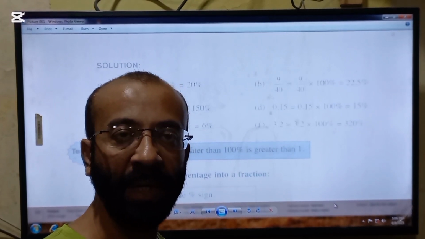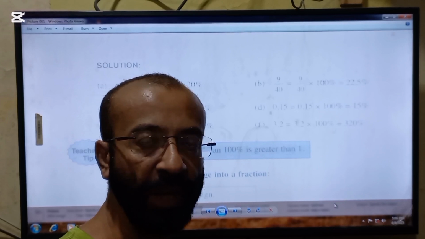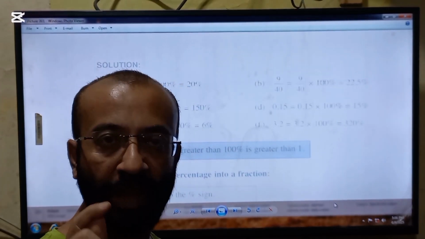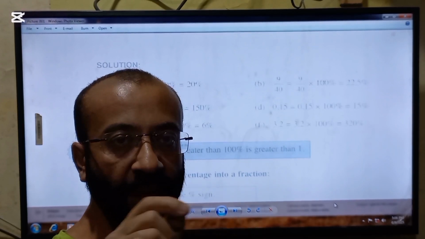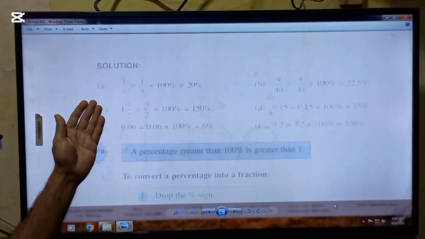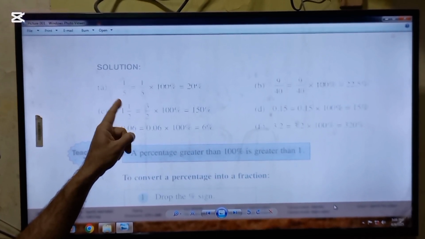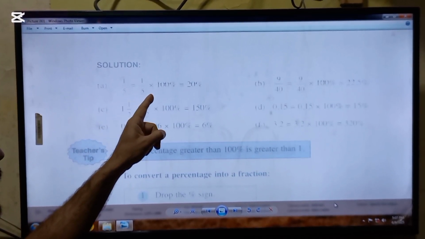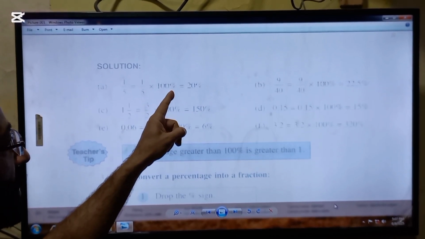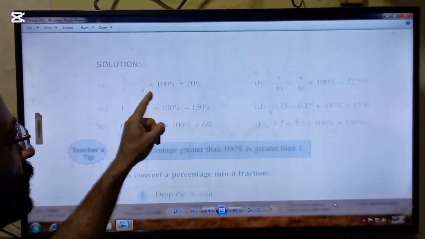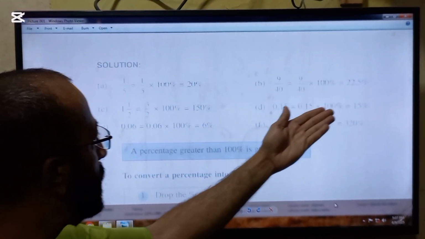Either the number given is a fraction or a decimal, if we are required to convert the number into a percentage, the simple method is just multiply the number with 100 and put a sign of percentage. So look here now, in A part 1/5 is the number, and the requirement is convert this number into a percentage. Look at the procedure, just multiply it with 100 and put a sign of percentage. Solve it to the lowest term. Answer is this. For example, in B part the procedure is same.